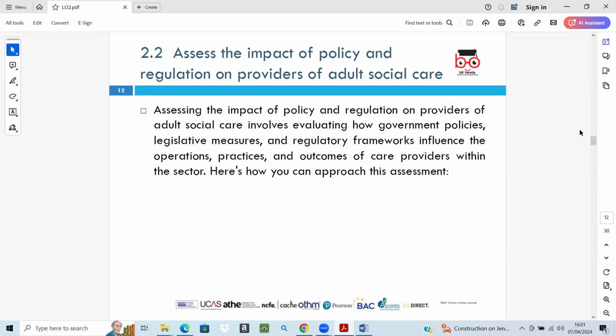In that, we need to again identify the main policies and regulation, and also look at the policies and regulation that govern adult social care in the chosen country, that include law, guidelines, and standards that providers must adhere to. We also need to understand the objectives and requirements of these policies and regulation, and look at how they aim to ensure quality, safety, and accessibility of care services.